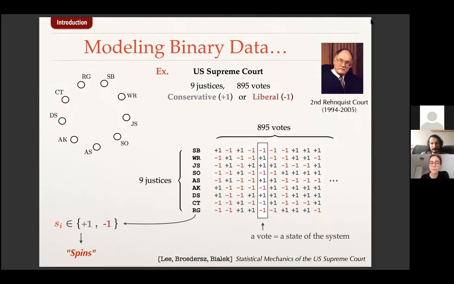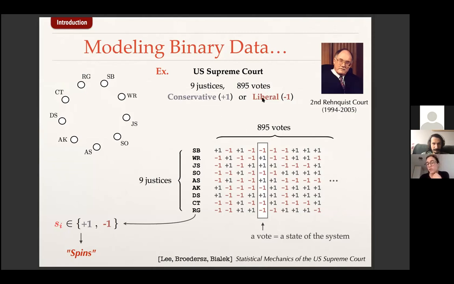I will take the example of the US Supreme Court. This is a data set that comes from that paper here, Statistical Mechanics of the US Supreme Court. The US Supreme Court is the biggest court in the United States, where they vote on all the hardest cases. They have 9 justices there, and they stay for a very long time. So we have many instances of votes of these justices. Here we have 895 votes.